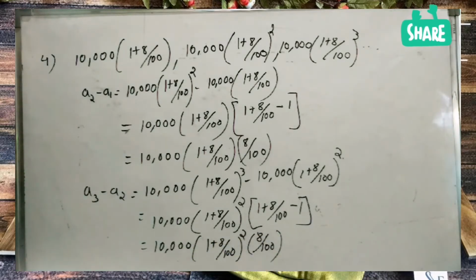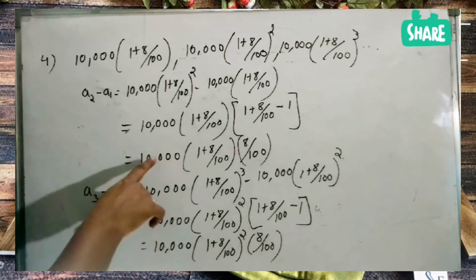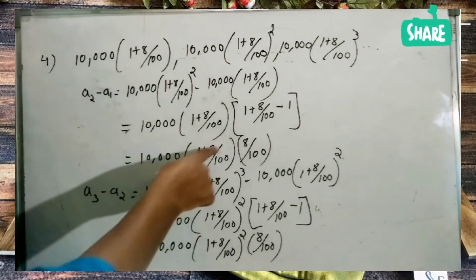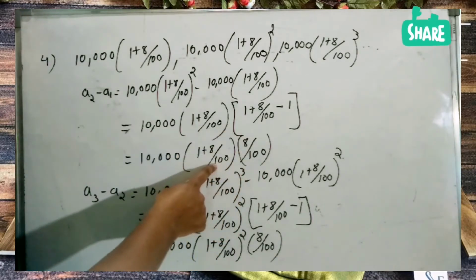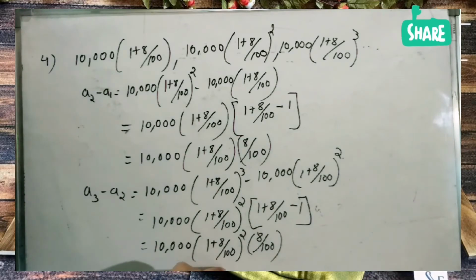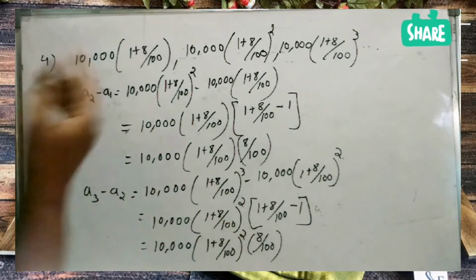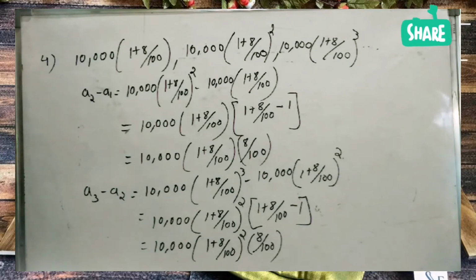Now just look at these two differences, A2 minus A1 and A3 minus A2. Is it equal? In A2 minus A1 we have 10,000 into 1 + 8/100, but here we have (1 + 8/100) all squared. Therefore, A2 minus A1 and A3 minus A2 are not equal, and we can conclude that the list of numbers does not form an AP.